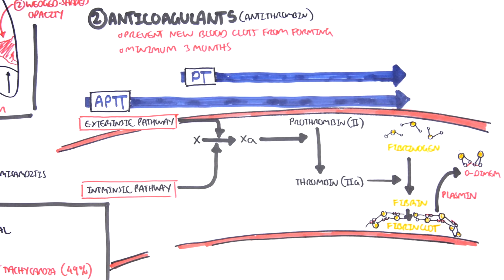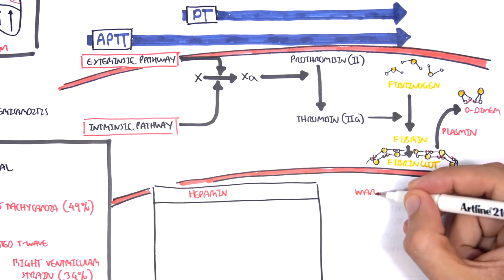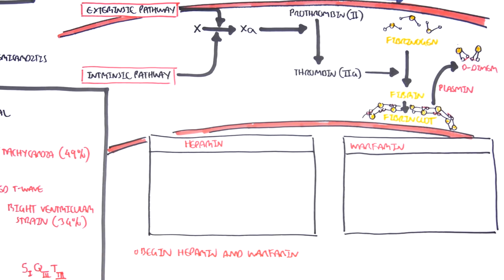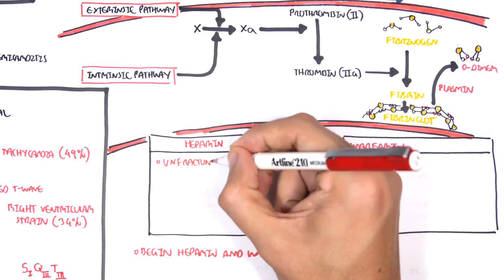Measuring your PT and APTT is therefore useful to monitor or to see the effects the anticoagulants have on the body. So let us now move on to the anticoagulants used for pulmonary embolism. The two used are heparin and warfarin. Usually heparin and warfarin are given together to individuals who have pulmonary embolism.